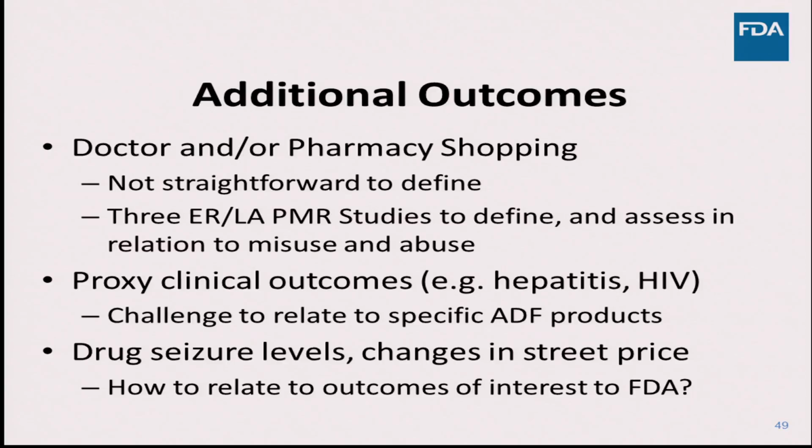And also, with the proxy clinical outcomes, they can be useful if they can be validated well, but they tend to require a very specific temporal sequence or circumstance. An example of that is loperamide abuse leading to serious arrhythmias in order to be useful for us in studying ADF opioids.